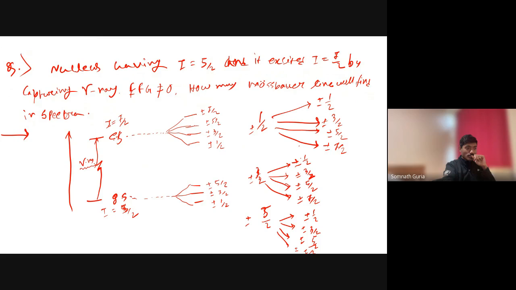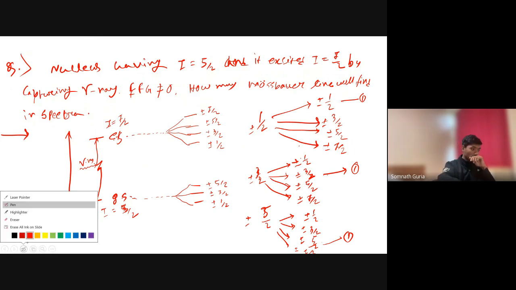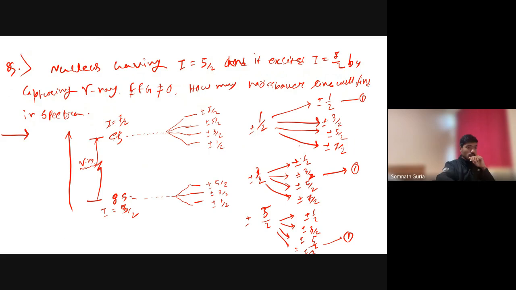Okay, will be similar. And then we'll get one line for these three transitions. That means this will be 1 and this will be 1. So we have one line over here. Now change the color. Take another color, let's suppose green. Now half to 3 by 2. Half to this 3 by 2.